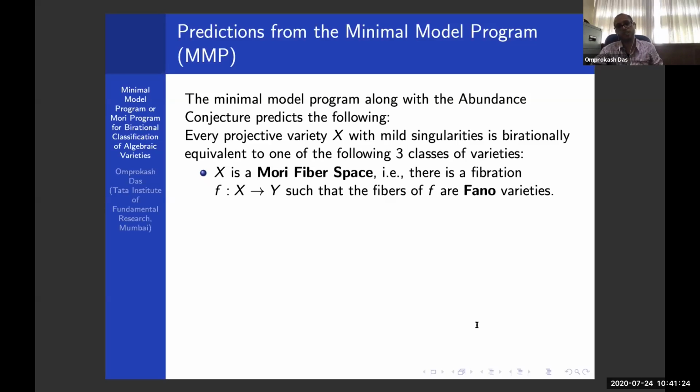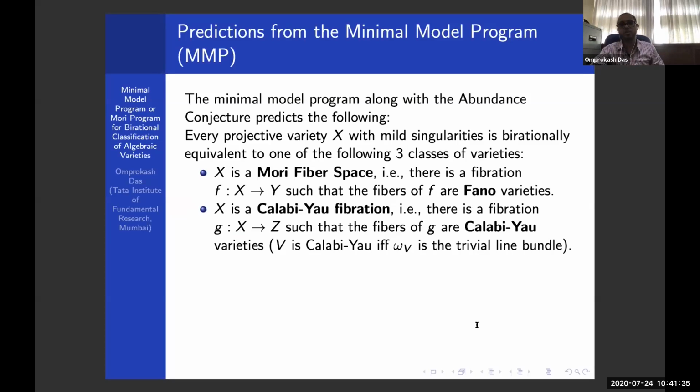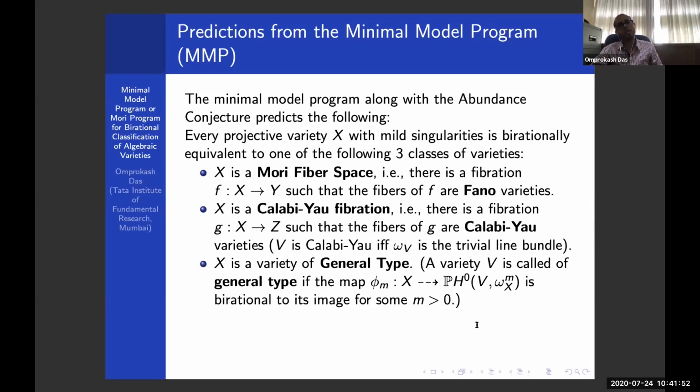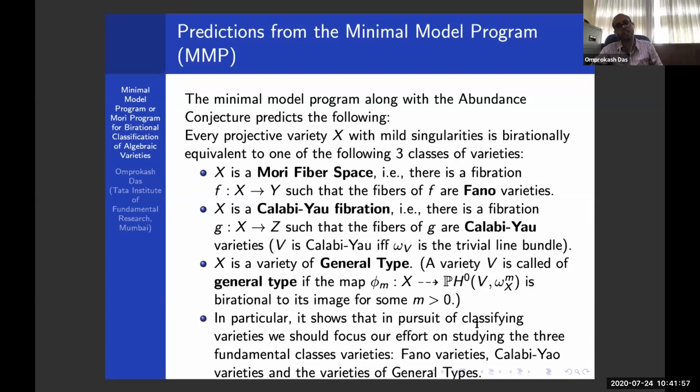If you believe all of these conjectures, then the minimal model program says exactly the following: every projective variety X with mild singularities is birationally equivalent to one of three classes of varieties. Either it's birational to a Mori fiber space X, that means X has a fibration X to Y where the fibers are Fano varieties, or it's birational to a variety X which is a Calabi-Yau fibration over some other variety Z, or it's birational to a variety of general type. So these are the three classes. In particular, if you want to classify all varieties in the moduli sense or in the birational sense, you only have to look at three classes of varieties.